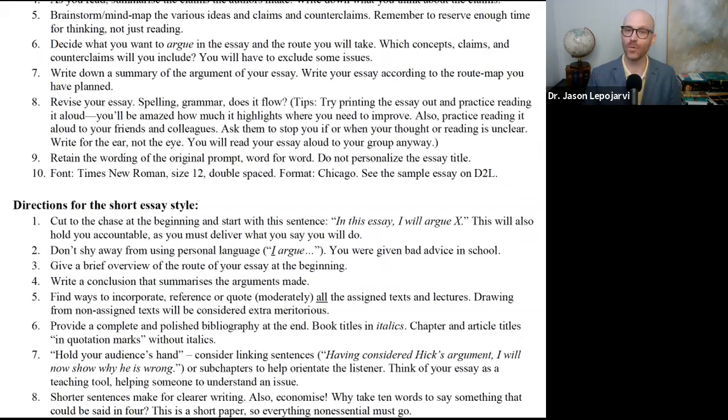6, decide what you want to argue in the essay and the route you will take. Which concepts, which claims and counterclaims will you include? You will have some issues. You may have to exclude a lot of issues. Your essay will require an argument, a thesis that you defend and provide evidence for.